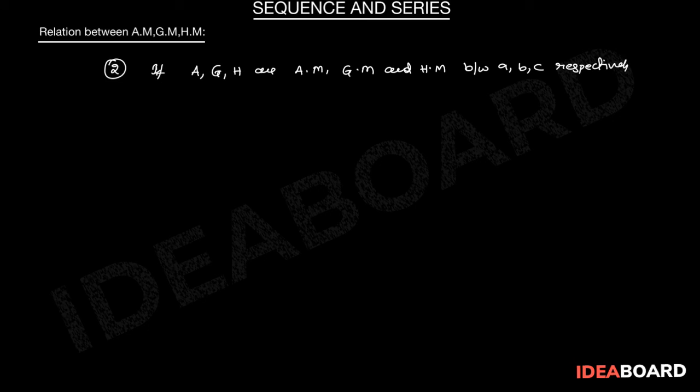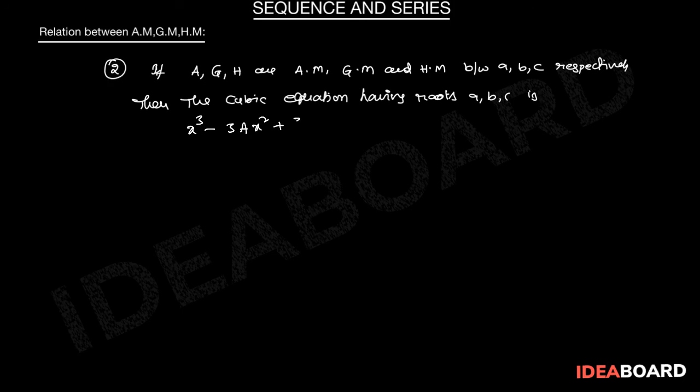Second point is if capital A comma G comma H are arithmetic mean comma geometric mean and harmonic mean between small a comma small b comma small c respectively, then the cubic equation having roots small a, small b, small c is x power 3 minus 3A into x square plus 3G power 3 by H into x minus G power 3 equal to 0.